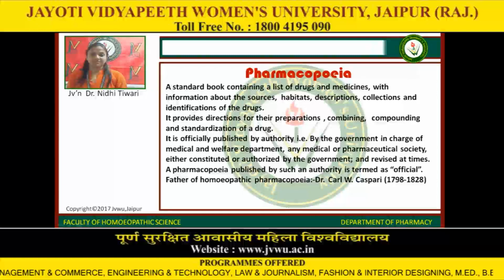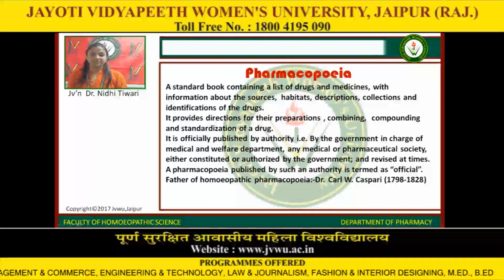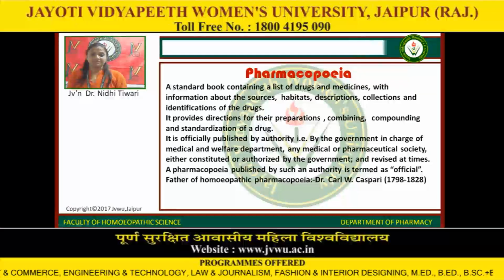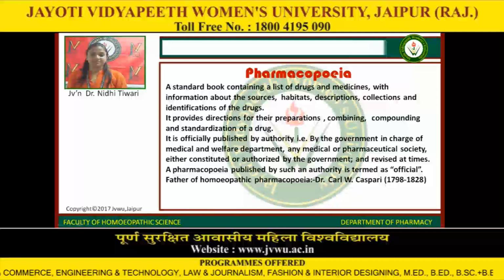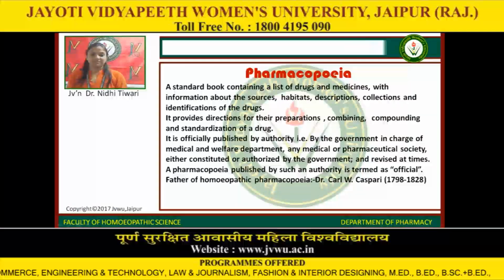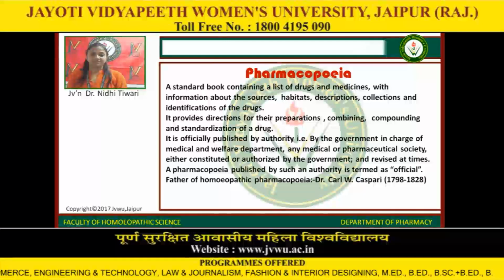It is officially published by authority, that is by the government in charge of the medical and welfare department, or any medical or pharmaceutical society either constituted or authorized by the government, and revised at times. A pharmacopoeia published by such an authority is termed an official pharmacopoeia. Now, who is the father of homeopathic pharmacopoeia?